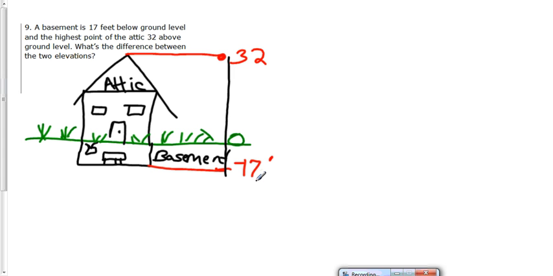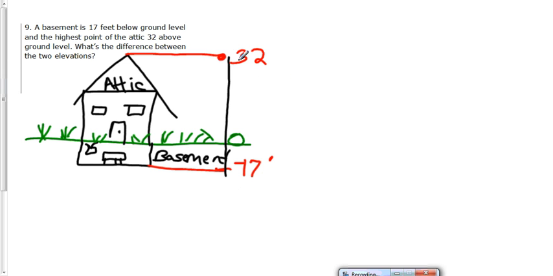The attic is in the roof part of the house, the top part of the house. Most of us have attics. They're not finished attics where you can go up there and stay. It's kind of like your storage or AC or just where creepy, crawly things are. Gross. But our highest point in the attic is 32 feet above ground. So it wants to know the difference in the 2 points.